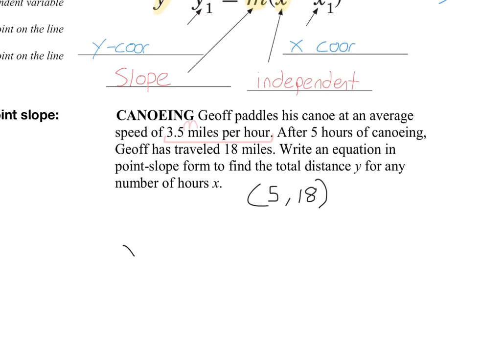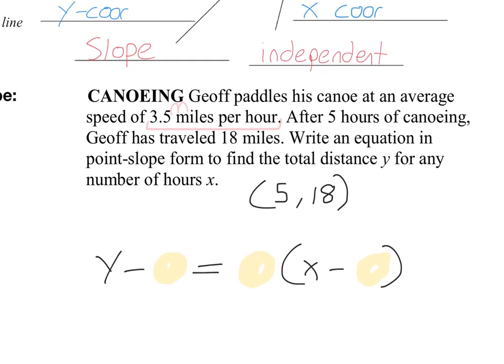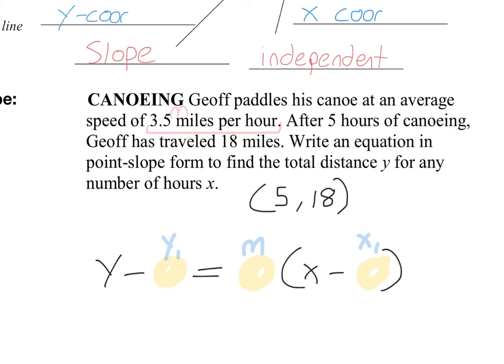Here's what it's going to look like. y minus, leave a blank, equals, blank times x minus x1. When we're working with point-slope, we're filling in 3 spots. Those spots are the slope, an x-coordinate, and a y-coordinate. You're filling in 3 things.